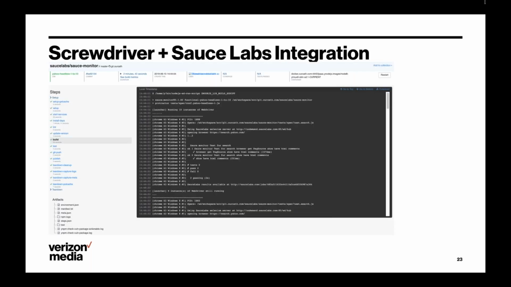This is an example of how Screwdriver and Sauce Labs integrate into our product. If you look at this, this is a Screwdriver job where we monitor the Sauce Labs functionality.